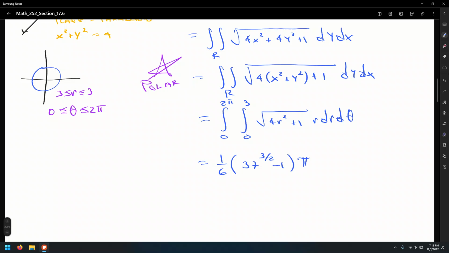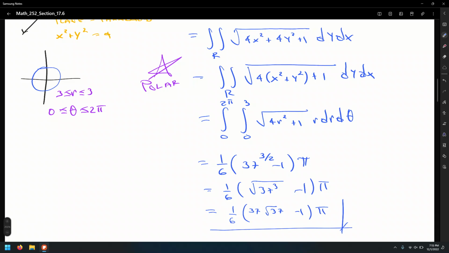And again, let me just work out this number just in case my MATLAB doesn't like these rational exponents. That's 1/6 times the square root of 37 cubed minus 1, times pi, which is 1/6 times 37 root of 37 minus 1, times pi.